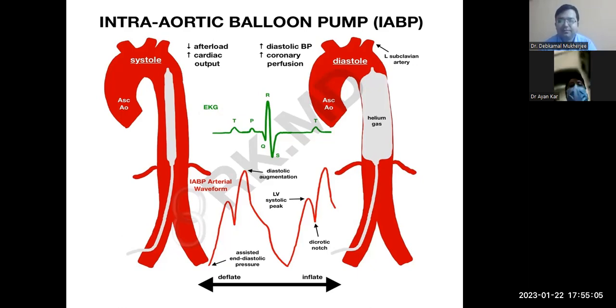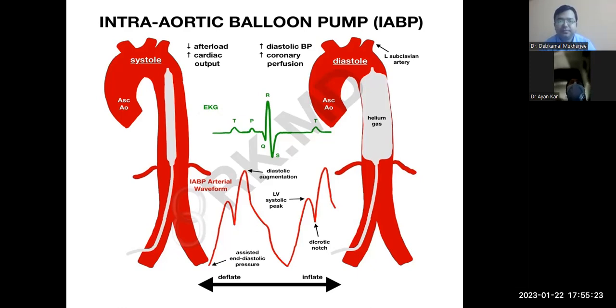If you're able to rush in an IBP early on in cardiogenic shock, the general results are much better rather than trying with inotropes. Yes. So thank you, sir. I'll just summarize that. So the IBP inflates during diastole and deflates during systole.